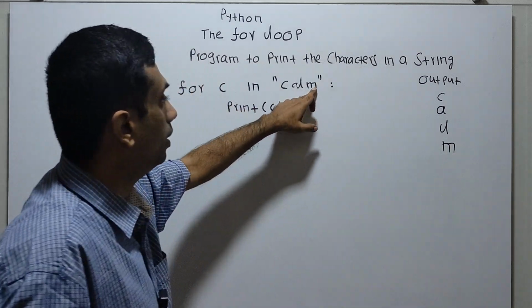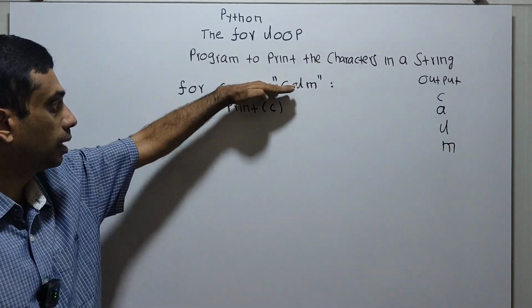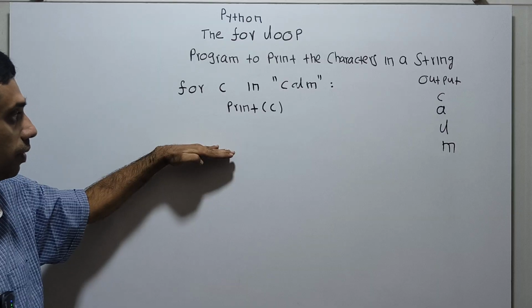Now control will come here, the sequence is over. Now the statement will transfer to the next statement after the for loop.